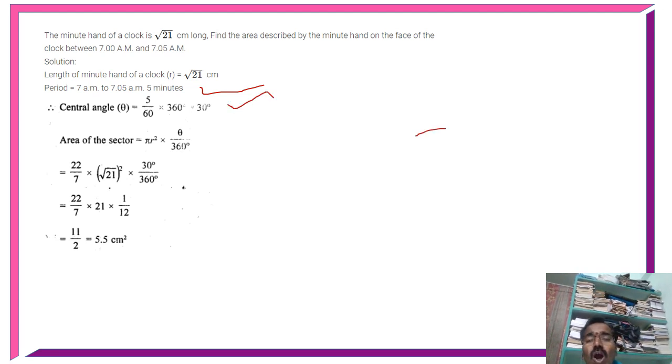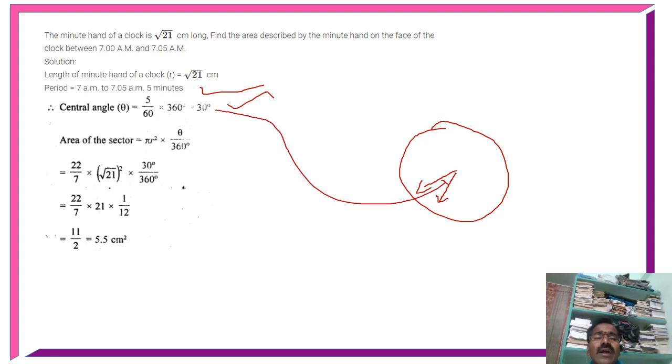Take a clock as an example, students. To move from 7 to 7:05, the angle of the sector is 30 degrees. So theta is 30 degrees, and the length of the minute hand is nothing but the radius. Radius R is 21 centimeters. The central angle is nothing but the angle of sector, 30 degrees. Substitute in the area of sector formula: theta by 360 pi r square, or pi r square into theta by 360, both are the same.